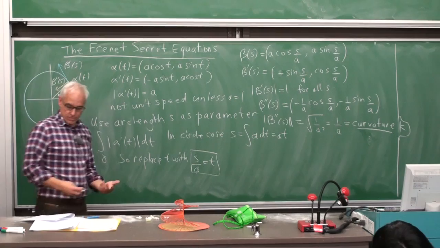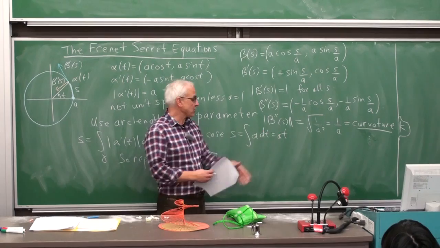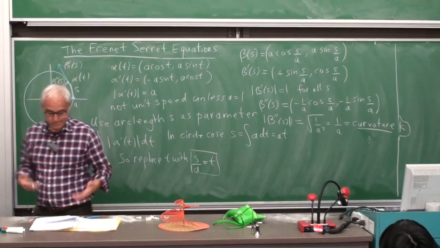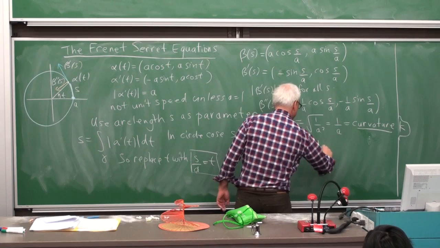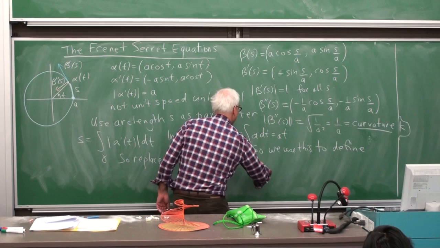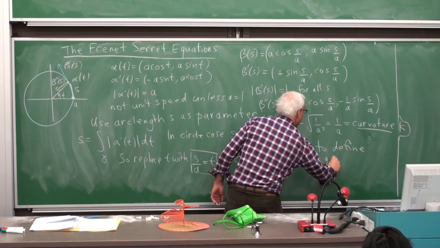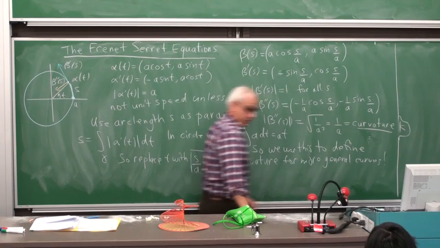So this motivates us to think of the size of the acceleration vector as being how we can define curvature in a more general setting. So we use this to define curvature for more general curves. In particular, curves in space, which is what we're going to be talking about today.